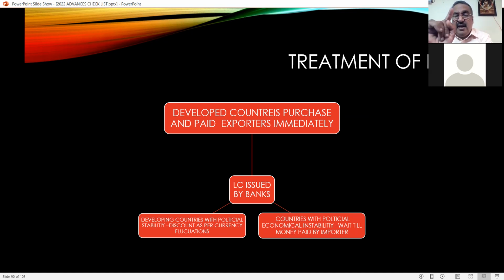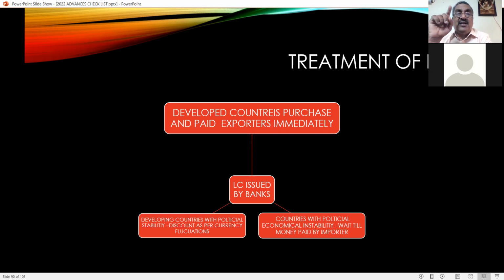But if it is that, then this LC can be discounted by the UK bank and they would have given the credit to the supplier. And the second thing is countries with political instability. Now let us take Ukraine. Previously they were economically sound and politically sound. Now, due to the war, they are not politically sound and not economically sound. So there is an instability in Ukraine.